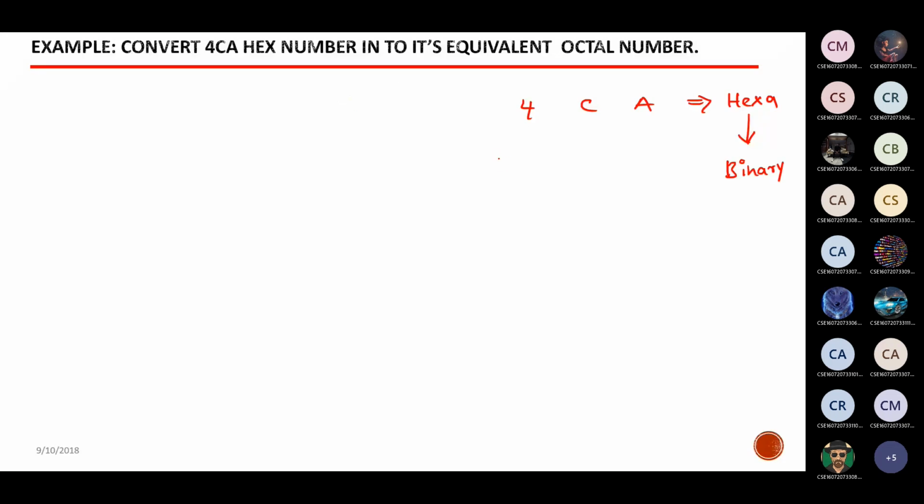So 4 can be written as 0, 1, 0, 0. What is the equivalent of C? A is 10, B is 11, C is 12. So it is 1, 1, 0, 0. And A is 1, 0, 1, 0. Okay, so hexa is converted into binary. Now binary to octal. What is the method? Grouping 3 bits. Correct. Grouping 3 bits.